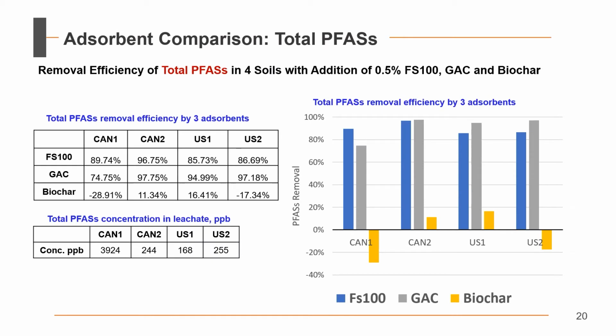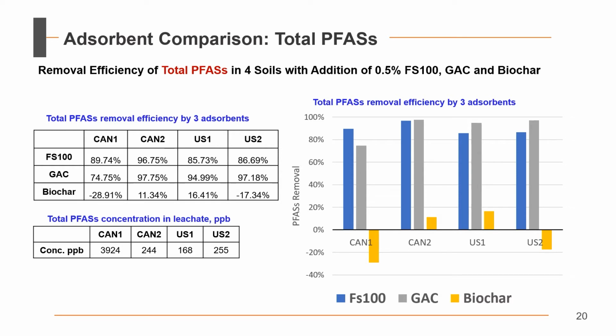Let's look at the total. So for this particular one, looking at the 3 soils on the right, relatively low concentration. So GAC performed slightly better than FLUORO-SORB 100. Well, we didn't put an error bar. We should have put an error bar there.